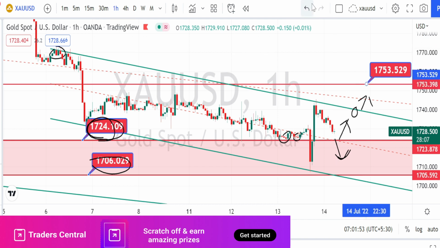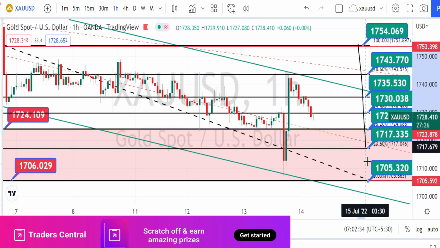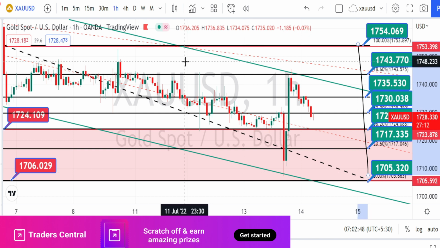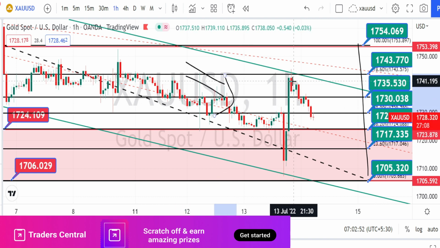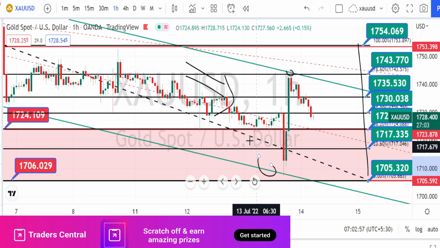Let us mark the support and resistance levels. So the values within these green color boxes are the resistance and support levels for hourly time frame. The current price action in hourly time frame is also in a bearish trend, trading within this bearish channel pattern. Let us do the analysis in 30 minutes time frame.